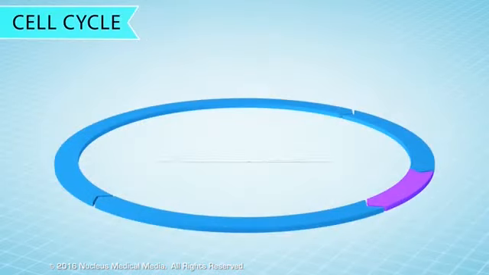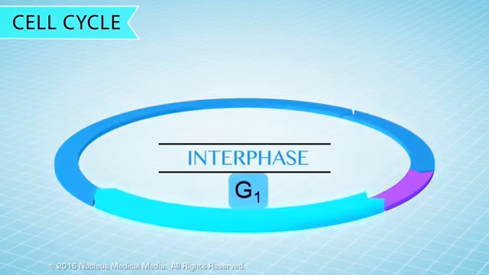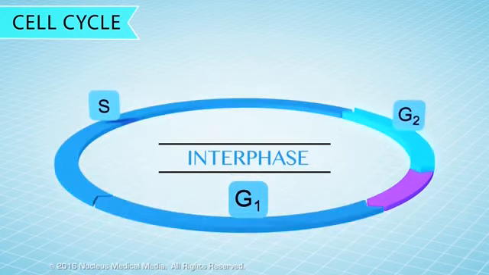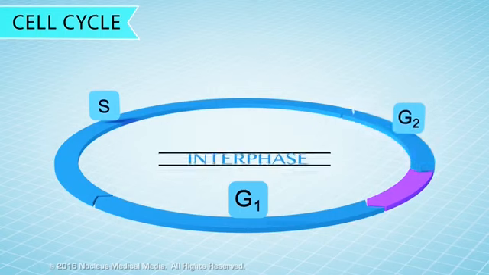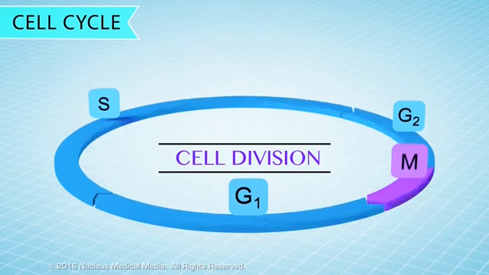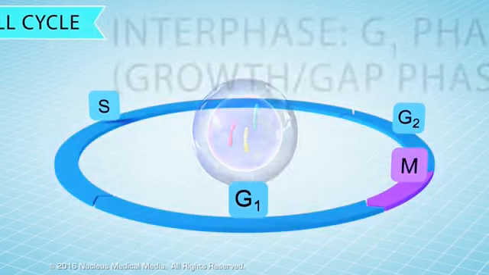A cell spends most of its life in a state called interphase. Interphase has three phases: the G1, S, and G2 phases. Interphase is followed by cell division, which has one phase, the M phase. Together, these four phases make up the entire cell cycle.